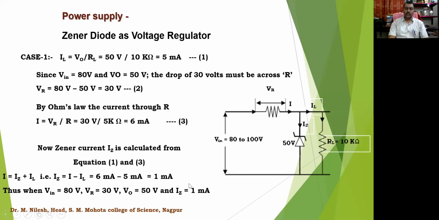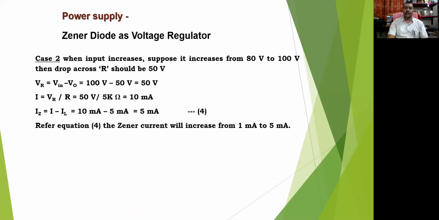So this was the first case. Now in the second case, we have tried that let the voltage be increased. V in input voltage should increase, let it be increased by 100 volt, 80 to 100 volts. So now the voltage which is to drop across the series resistance comes out to be 50 volt. Total current, if you need to calculate, then it comes out to be 10 milliamperes, which implies that 5 milliampere current is going to flow through the load resistance, and 5 milliampere current should flow through the Zener diode, right? So this is over there, but the output voltage will remain constant.